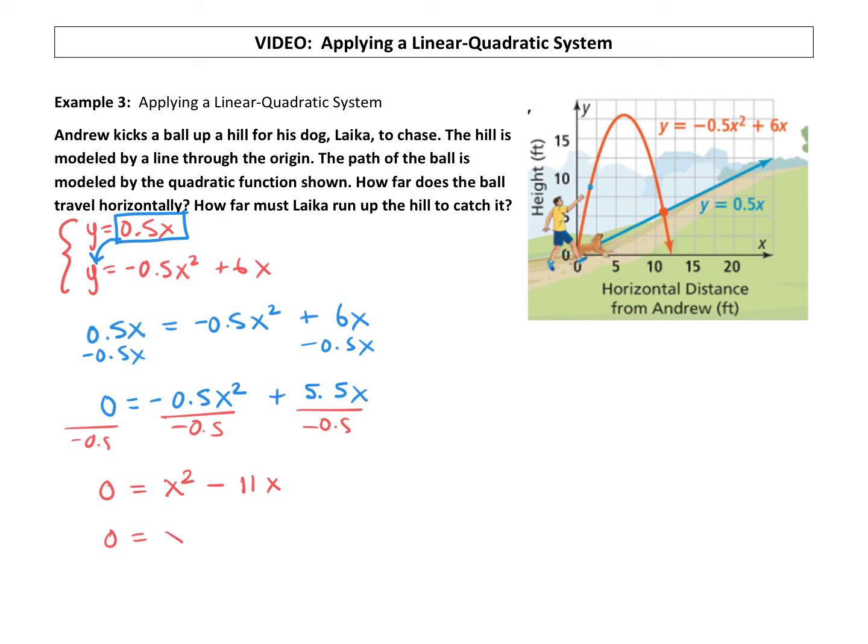So I'm going to factor an x out. It leaves us with x minus 11. So here's my GCF of x. I took an x out of each term, left us with x minus 11. Now that it's factored, we can set each factor equal to 0. So x gets set equal to 0 and x minus 11 gets set equal to 0.